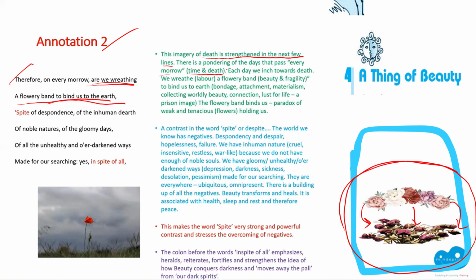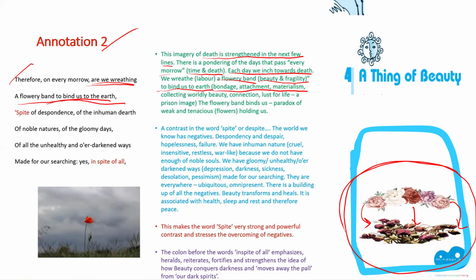Yeah, each day we inch towards death. Every day we are going towards death, and we are pretending like we are going to be here forever and collecting things. So, flowery band. How will that delicate flowery band break? So the chain of our life is also delicate just like flowers, and we hold on to it and spend our lives. That is what he is talking about.